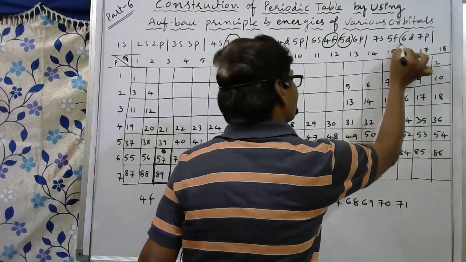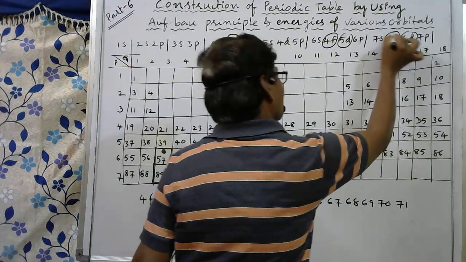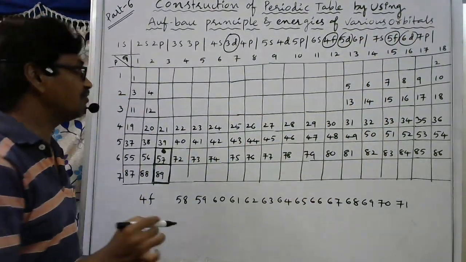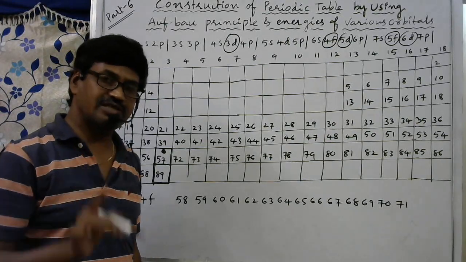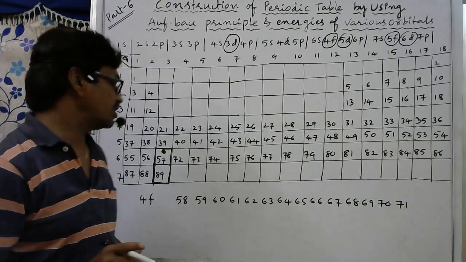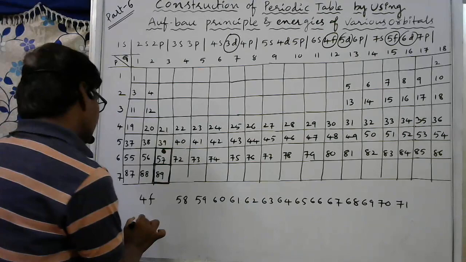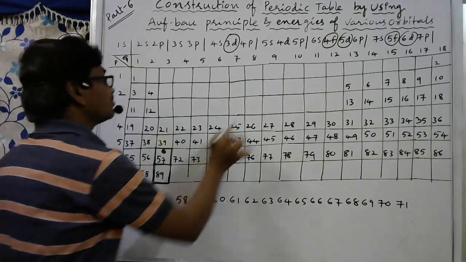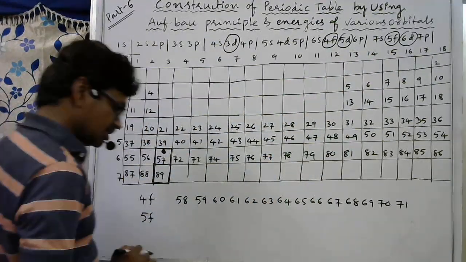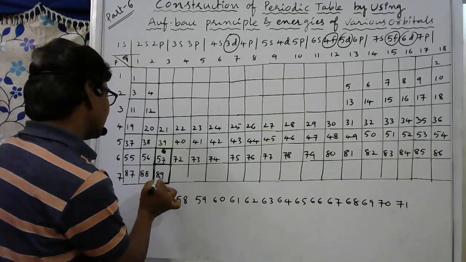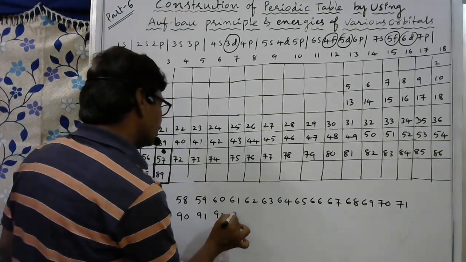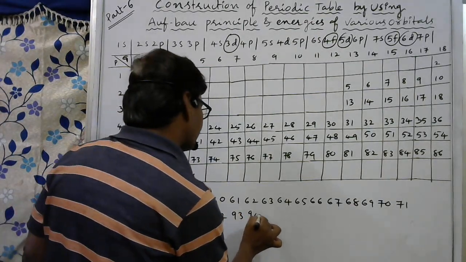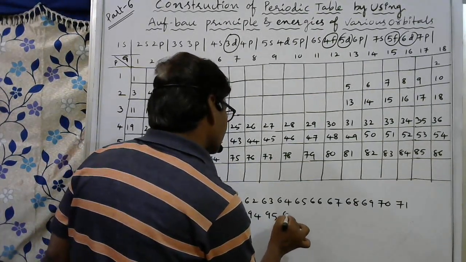Then after that, along with the 6d orbital, the 5f orbital is also present. Each 5f orbital set can accommodate 14 electrons, that is, 14 elements. So after 89, these elements are related to the 5f series. In the 5f series, 89 means here 90 onwards: 90, 91, 92, 93, 94, 95, 96.